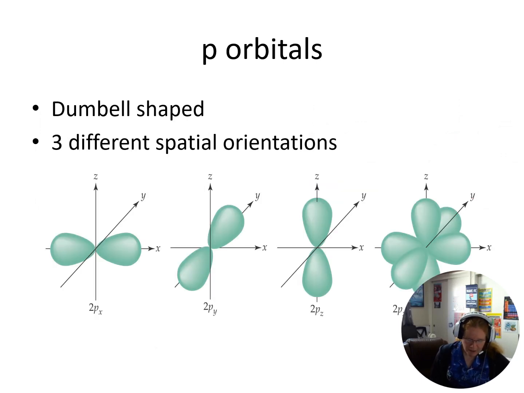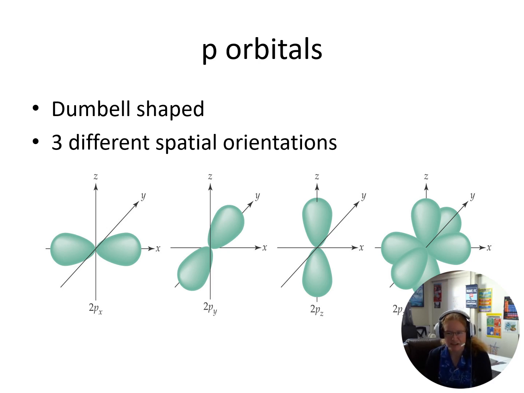Okay. Now our p orbitals, okay, again, these look like dumbbells. We've got these 3 different spatial orientations to describe our 3 different p orbitals. So we can identify, we've got a px, a py, and a pz. Sometimes you'll see those identified.